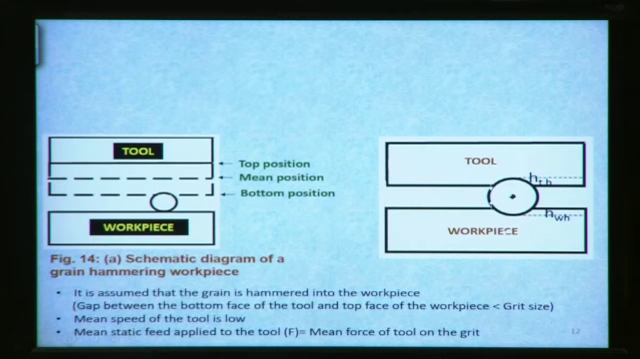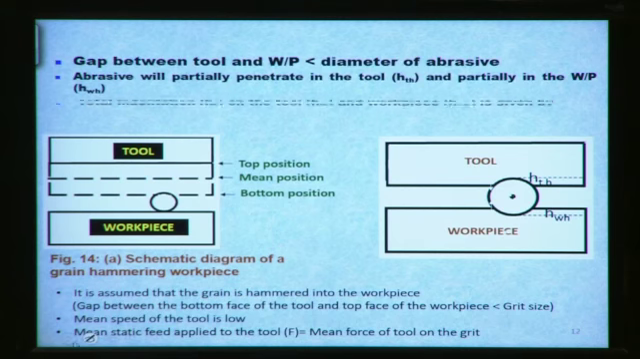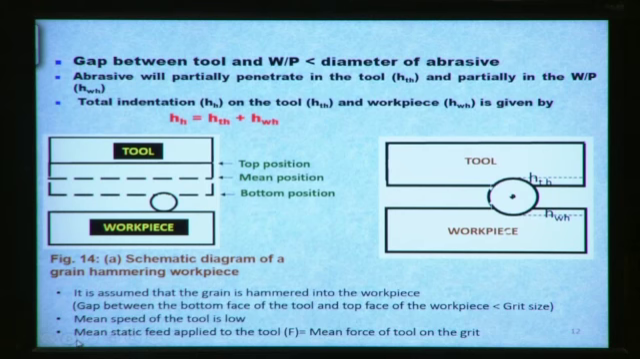Okay. So this is the tool here. Tool at the top position here. Now it will come to the mean position. After that it will come to the bottom position.